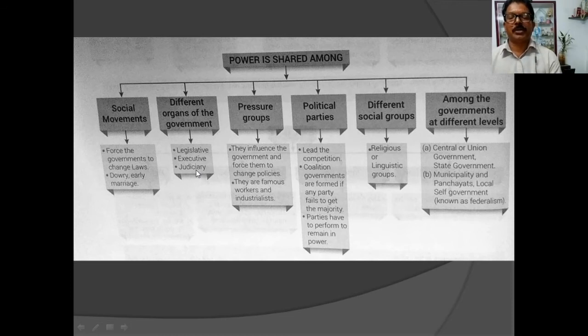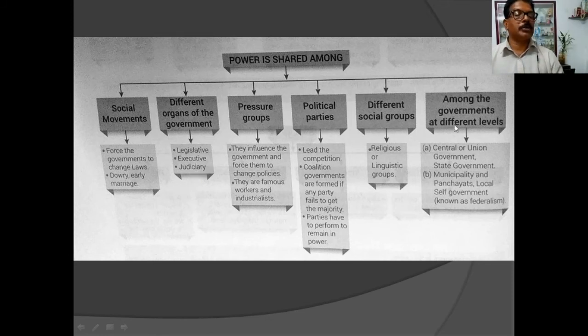The legislature can keep a check on the executive and judiciary. The judiciary can keep a check on the legislature and the executive. So each one can keep a check on each other. The parliament can keep a check on the judiciary. So they keep a check on each other, and it is called a system of checks and balances.